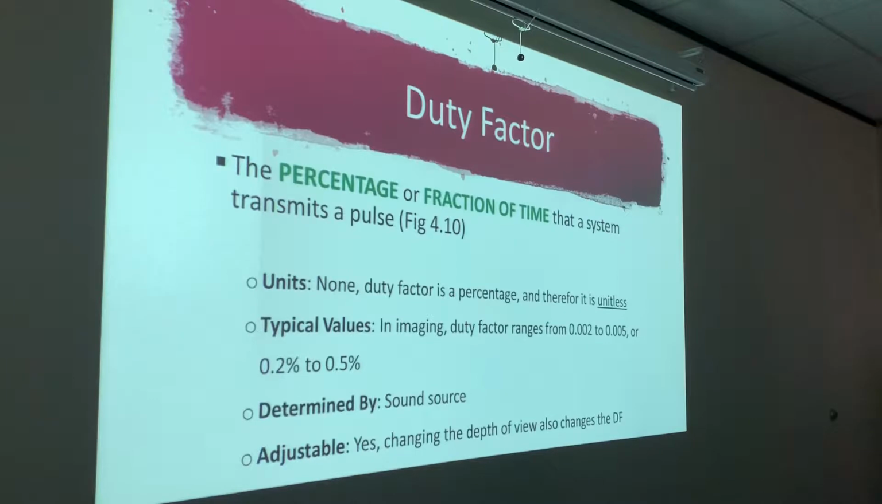Okay. So again, we're going to either do duty factor by just the number by itself because it is unitless, or we're going to use percentage, which is also unitless, right? Percentage is telling you the fraction or the amount of something in the whole thing. Our typical values for duty factor range from 0.2% to 0.5%.